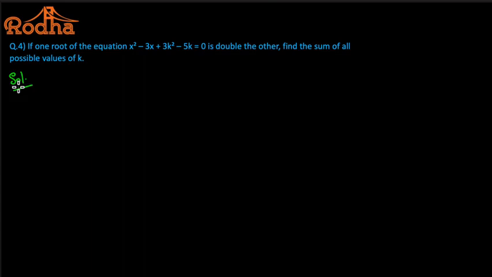So see, in this question what we need to do, I can assume the roots to be a and 2a, because one root is the double of the other. If my roots are a and 2a, so now what is my sum of roots here? That will be equal to a plus 2a, that is 3a.